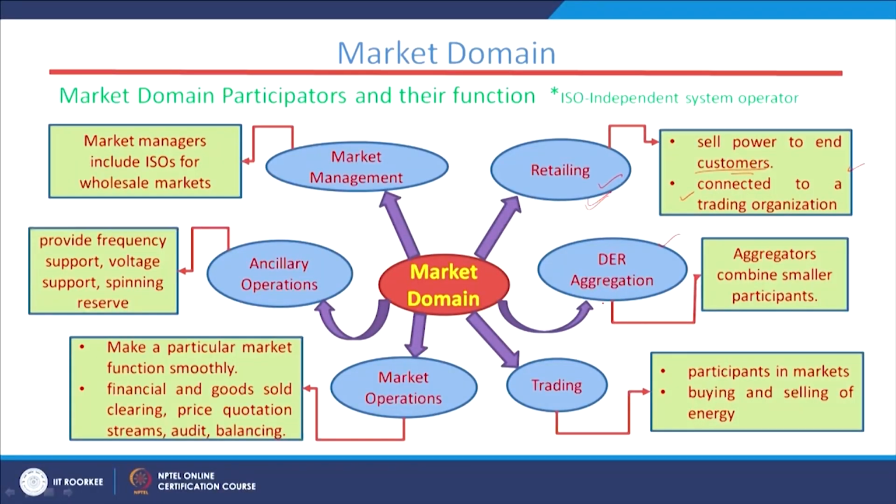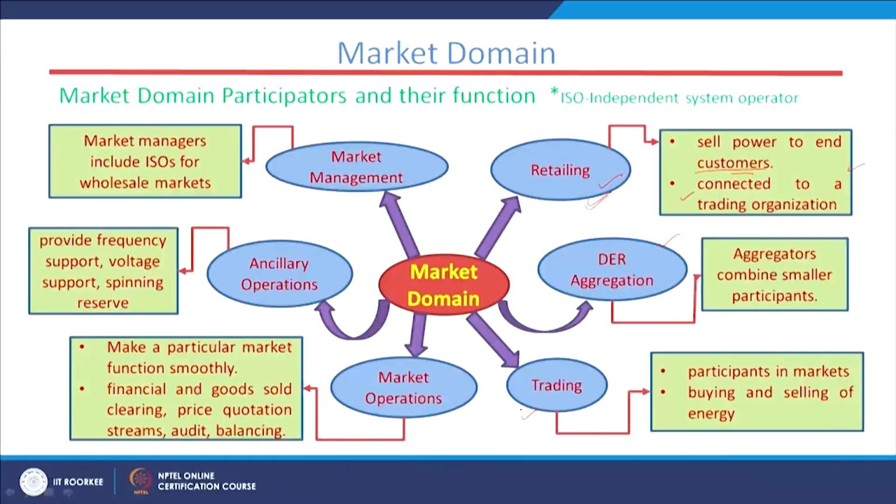And the second one is the DER aggregation. Already we have discussed what aggregation is. The aggregators combine small participants in the market to sell their power to the energy market, to participate in the energy market. That is the DER aggregation. And next is trading. In case of trading, it is a very important part of this market domain where we go for buying and selling of the energy. That is a very essential part of our market domain.